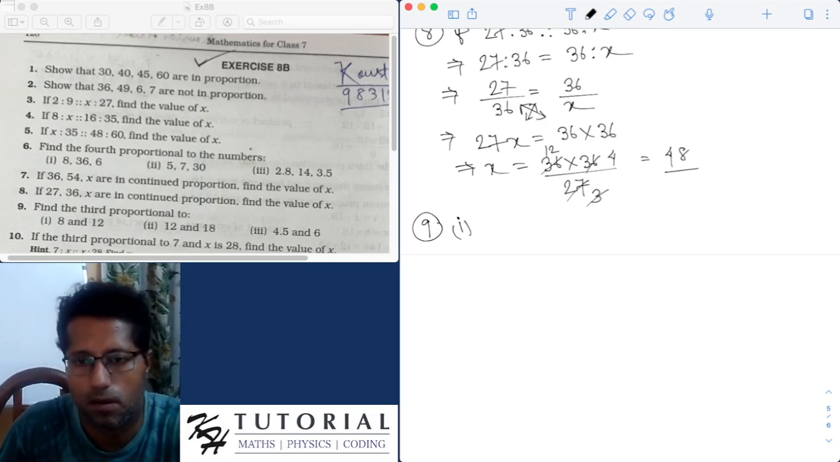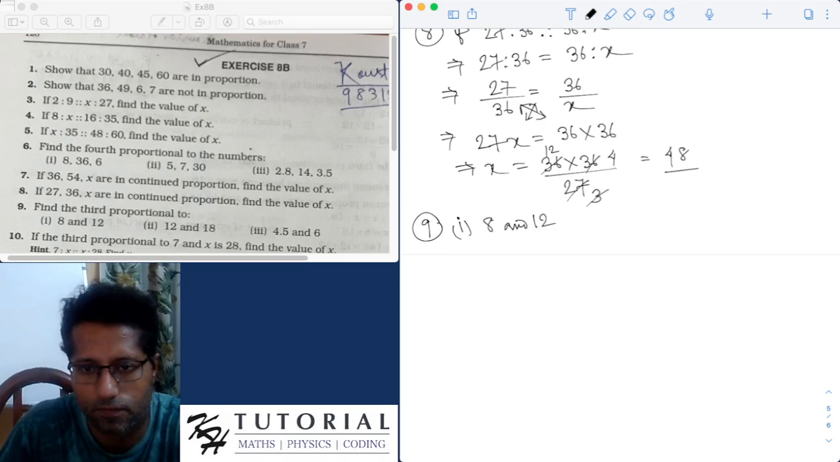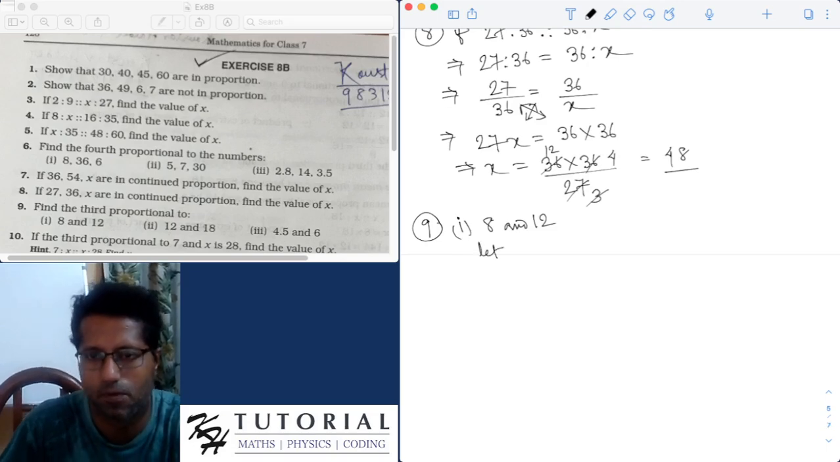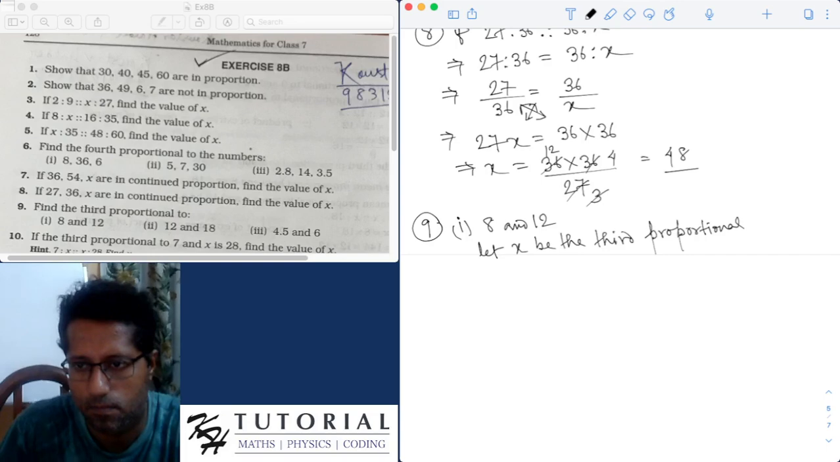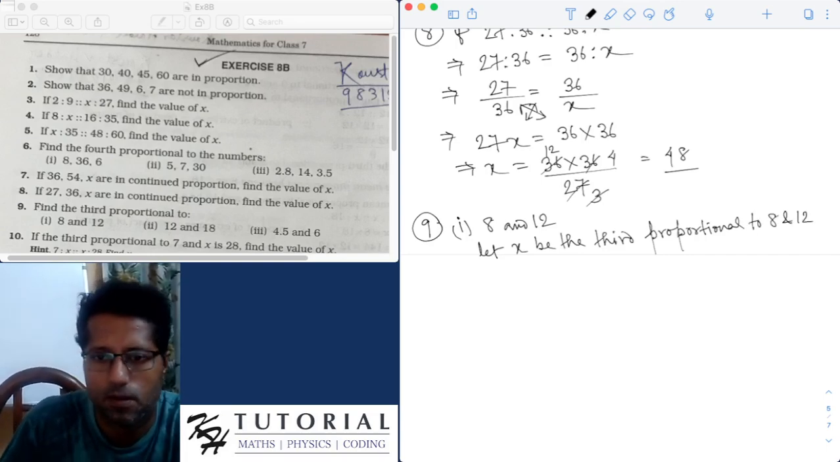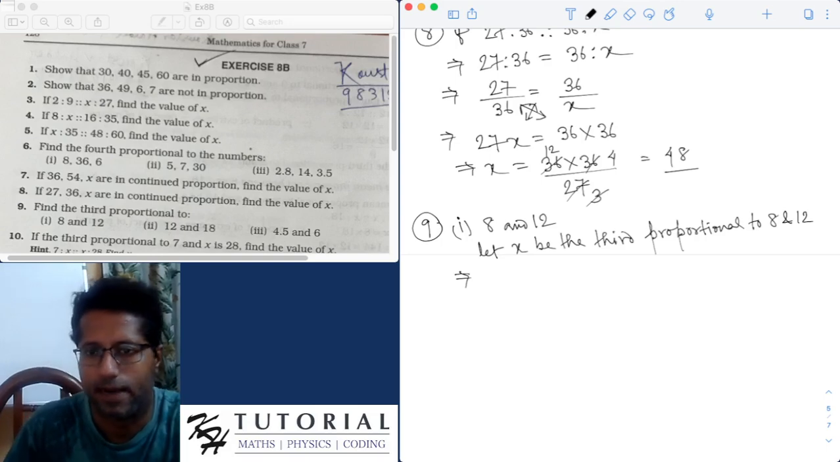Now 8 and 12. I am solving this problem in a slightly different way. Let x be the third proportional to 8 and 12. This implies, we know that, 8 is to 12 is equal to 12 is to x.